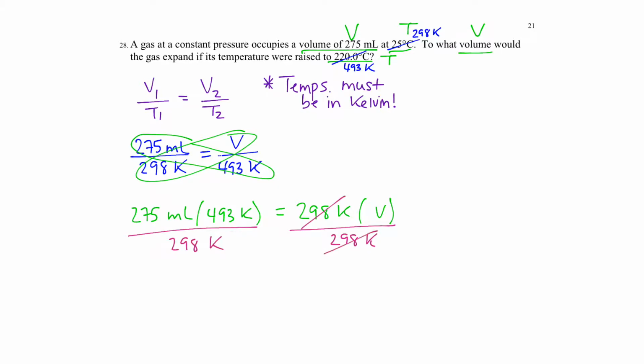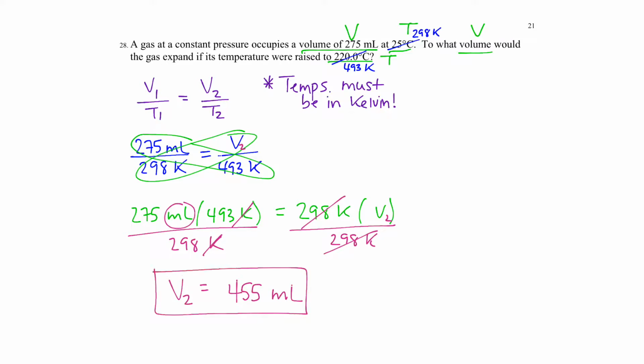Those are going to cancel. Notice that Kelvin also cancel, leaving you with milliliters. Once again, it didn't matter which volume unit you used for this problem, just so long as they matched up. So our final answer here, V2, so I really should have put V2s here, so we just remember there. V2 will come out to about 455 milliliters.